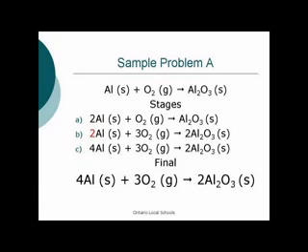Now, when I put that coefficient in front of the Al2O3, it then changes the number of aluminums that I have. I now have 4 aluminums on the right side, or the product side. I need to get 4 aluminums on the reactant side, so I'm going to change that coefficient of 2 to a coefficient of 4, so that I have 4 aluminums plus 3O2 will yield 2 Al2O3. So my balanced equation then is 4 aluminum plus 3O2 yields 2 Al2O3.